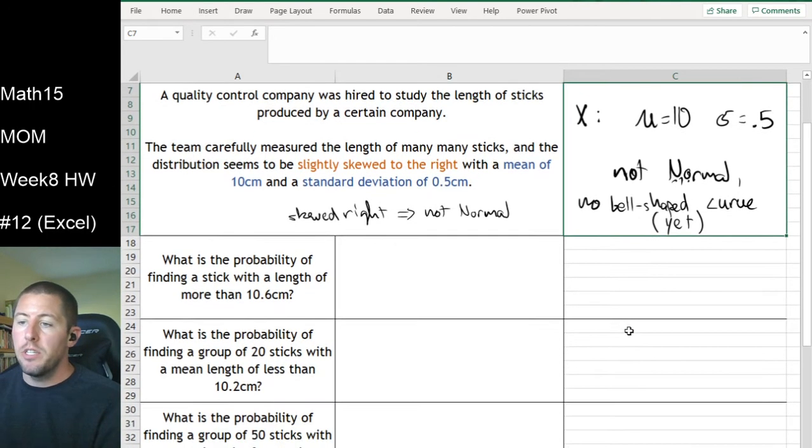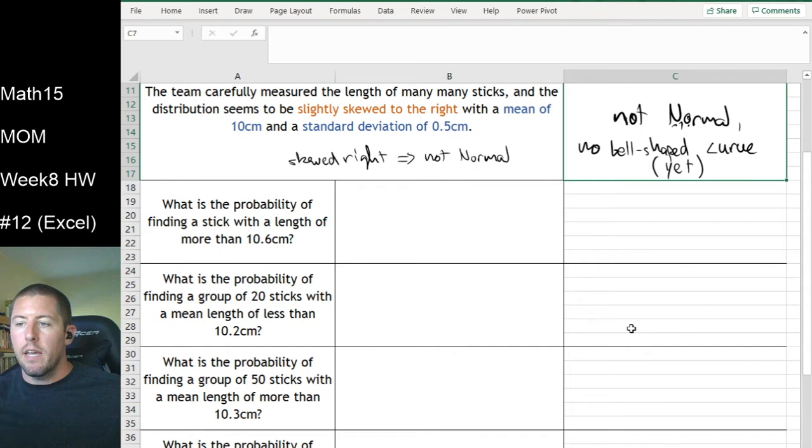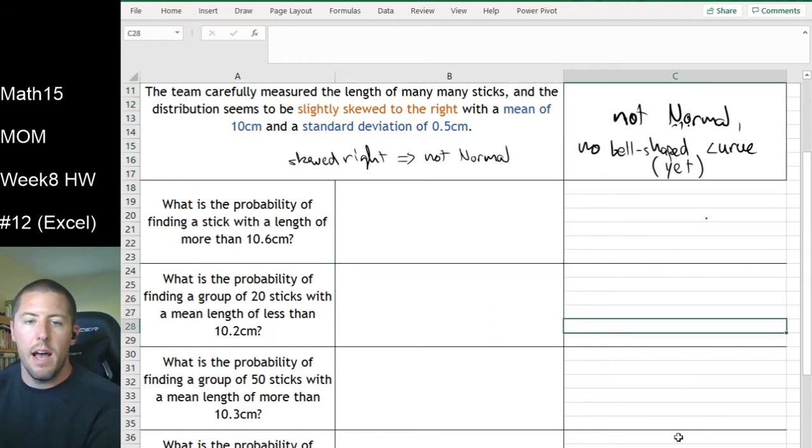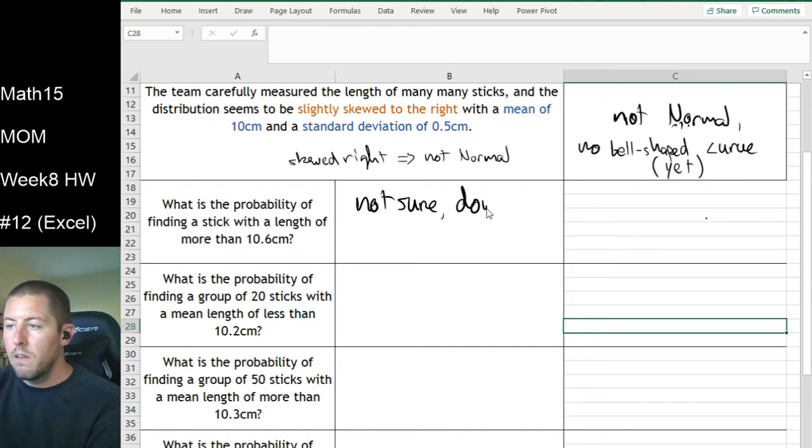So first question here, what is the probability of finding a stick with a length of more than 10.6 centimeters? And here's exactly our issue. I don't know because I don't know how my values are distributed. All I know is that they're not normal. They're something skewed right, I'm not sure. I don't even know what distribution this is going to follow, so I have no way of talking about what its distribution is going to be. So not sure. Don't know how X is distributed.